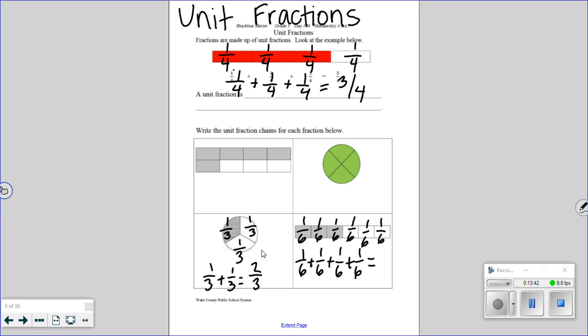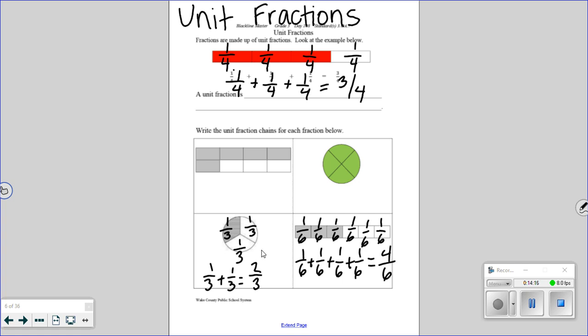24. Nope. That's the thing that we're counting. It's just like, Cole, if I said 1 puppy plus 1 puppy plus 1 puppy plus 1 puppy, how many puppies would that be? 4 puppies. 1/6 plus 1/6 plus 1/6 plus 1/6. Oh, 4. 4 sixths.